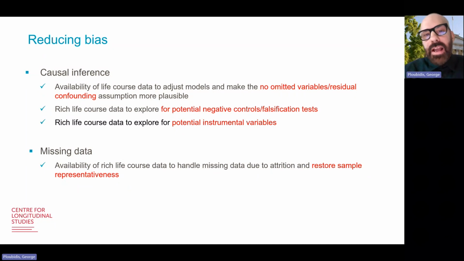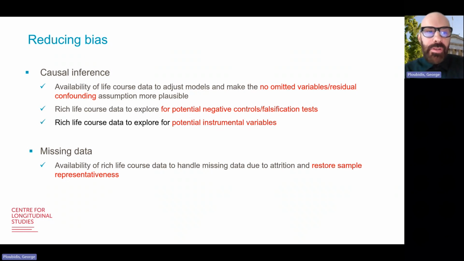The rich life course data we have can allow us, of course, to look for negative controls or falsification tests. So that can be a very good way to do sensitivity analysis related to causal inference. And of course, potential instrumental variables can also be available depending on the question at hand, based on the rich life course data we have available. So there are ways to make more robust causal inference because of the richness of the life course data we have. And this is quite important.